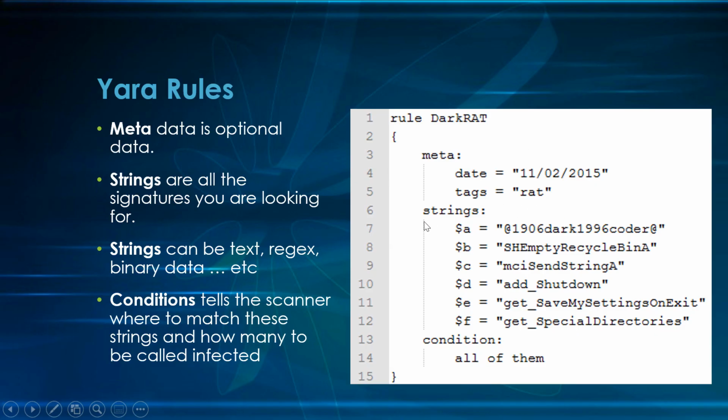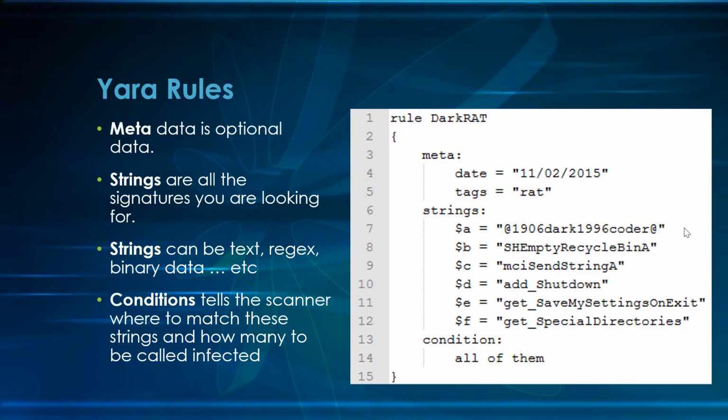Then come the strings, and this is the most important part. You start any variable inside strings with the $ sign, the name of the variable, then equals, and then the signature you are looking for. This signature can be text, regex, or binary data. It can have wildcards, so it skips some specific bytes in the middle. It can have so many things.